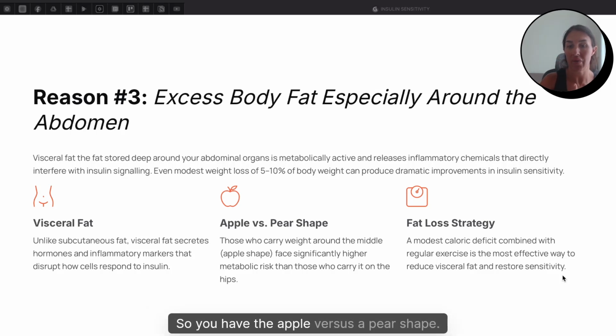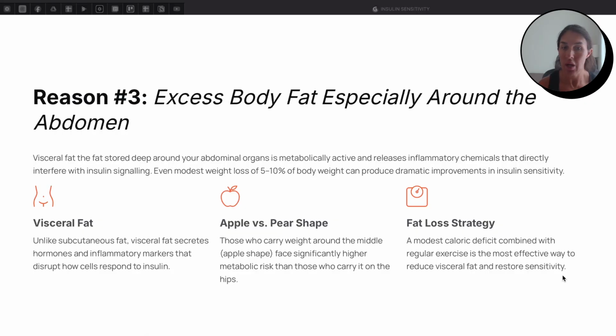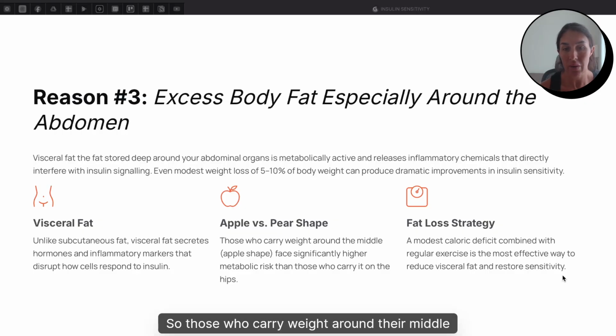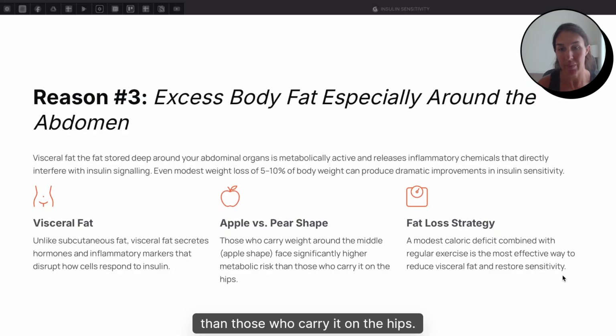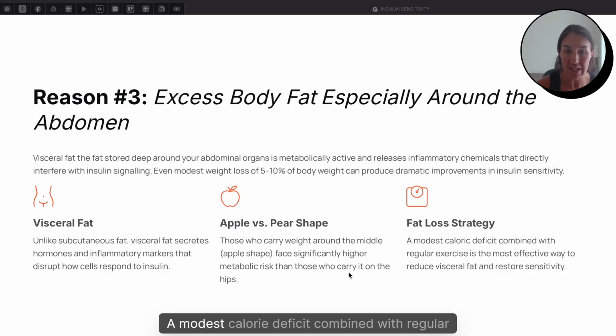So you have the apple versus a pear shape. You see different people's shapes in their body. So those who carry weight around the middle, apple shape, face significantly higher metabolic risk than those who carry it on the hips. And we have fat loss strategy. A modest calorie deficit combined with regular exercise is the most effective way to reduce visceral fat and restore sensitivity.